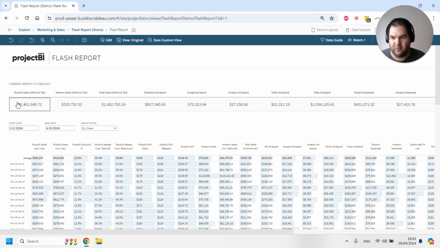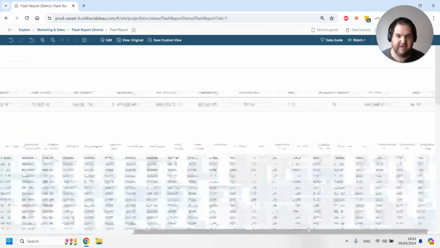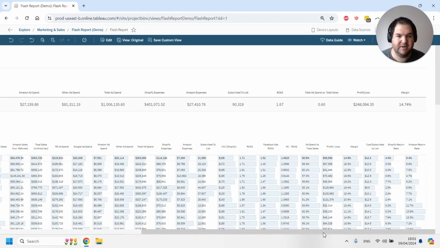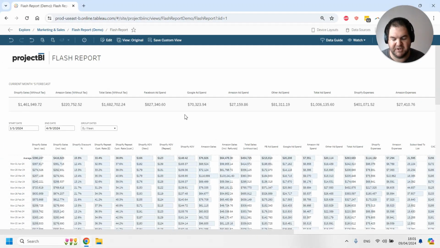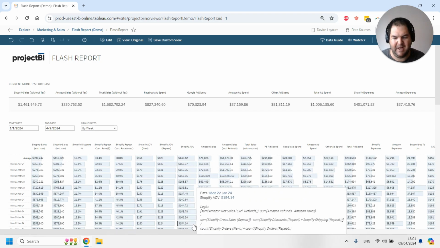Lastly, this current month's forecast. This is just a very straightforward forecasting approach where we're looking at the totals across the month to date, and then we extrapolate that out to the end of the month. It's not the most scientific approach, but it does help brands get a sense of their pacing.